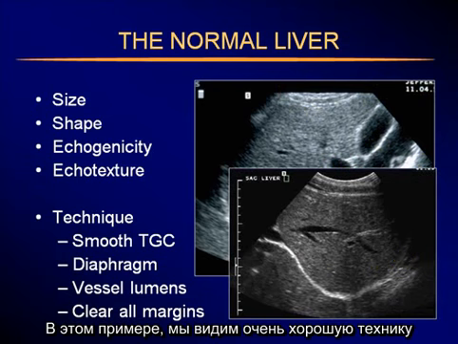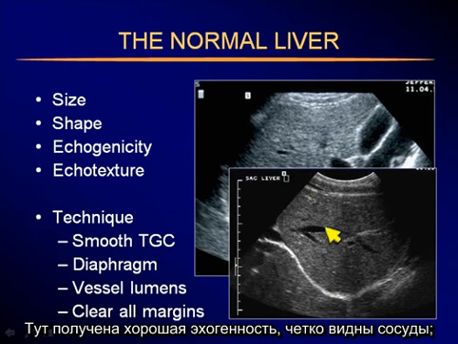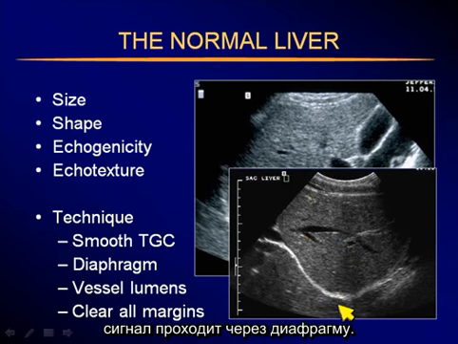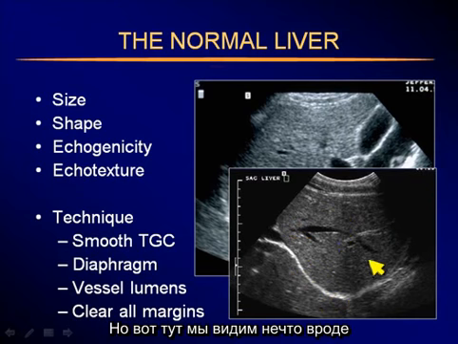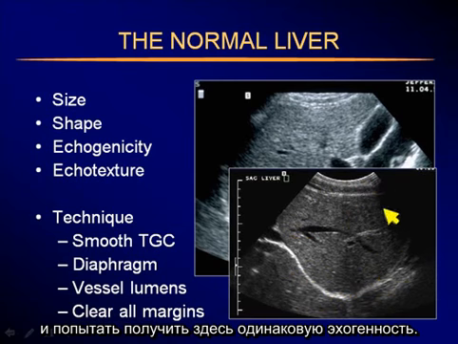In this case here, we have very good technique coming through this side of the image. We have nice echogenicity, clear vessels. We get through to the diaphragm. But here we seem to have some kind of division, some kind of dropout of sound. So we would have to correct that, either apply better pressure on the abdominal wall and try to even out the echogenicity here of the liver.